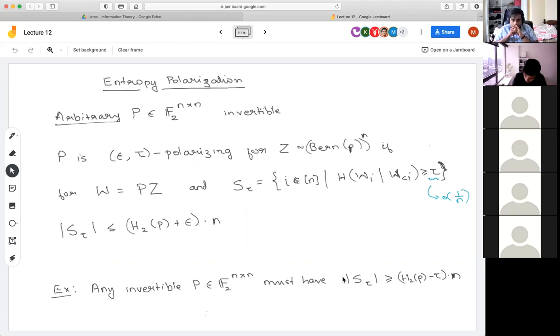Again, as an exercise, you can check that the set of such coordinates cannot be too small because Z has some entropy. So we are actually saying that a polarizing matrix is one where this set is about as small as we can hope for. And if we can construct such a matrix, I'll claim that we can find the linear compression scheme. Any questions about the definition of polarizing matrix?